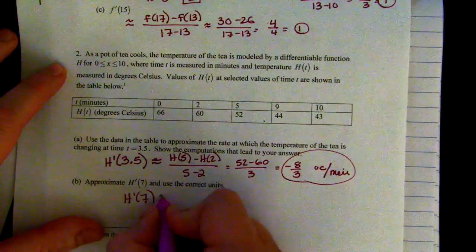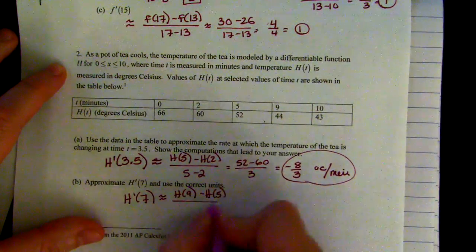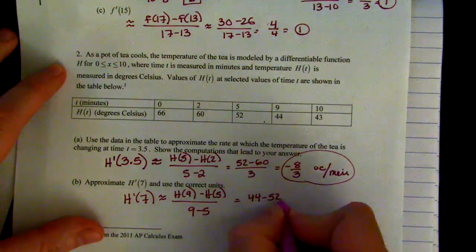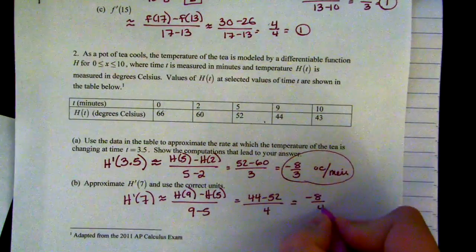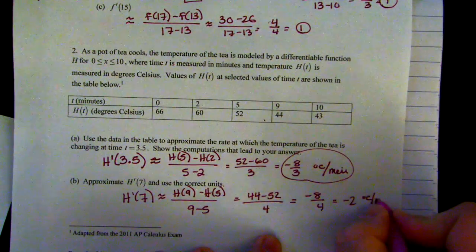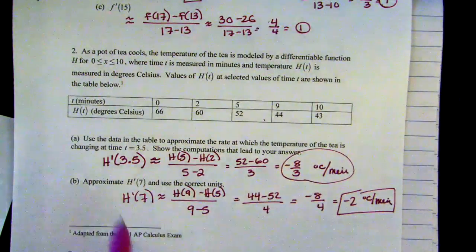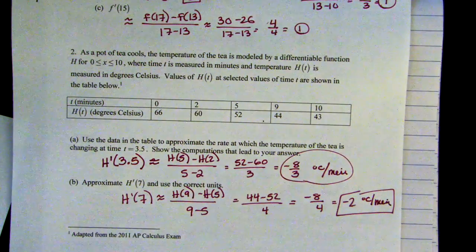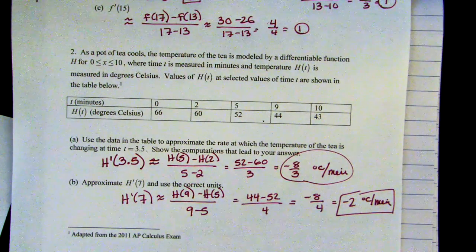Okay, so H prime of 7 is going to be about H of 9 minus H of 5 over 9 minus 5. That is 44 minus 52 over 9 minus 5, which is 4. I think that's negative 8 over 4 if I'm subtracting correctly, so negative 2 degrees Celsius per minute, which means it looks like it's cooling a little bit faster at time 3.5 than time 7, which should make sense. When you first take the tea out, it's going to be really hot and cooling down quickly, and then as time goes on, it's still cooling, but it's cooling slower and slower and slower.